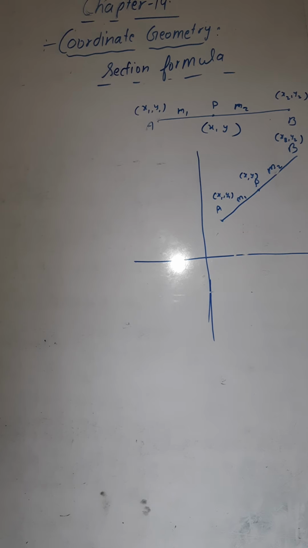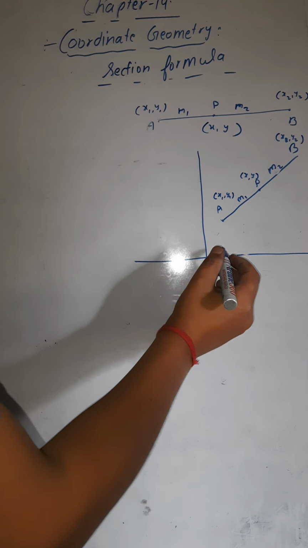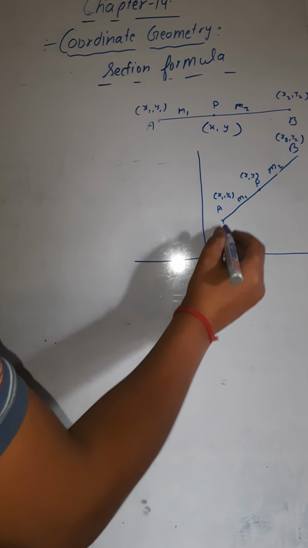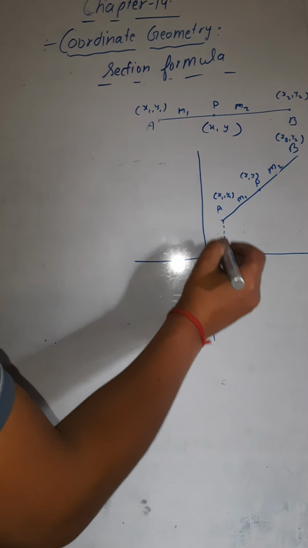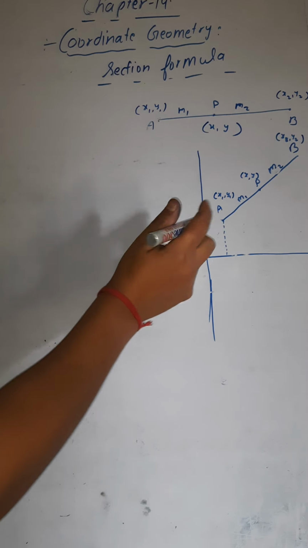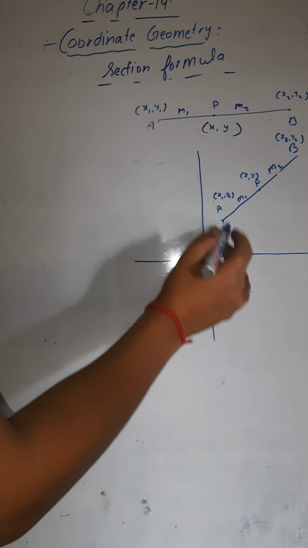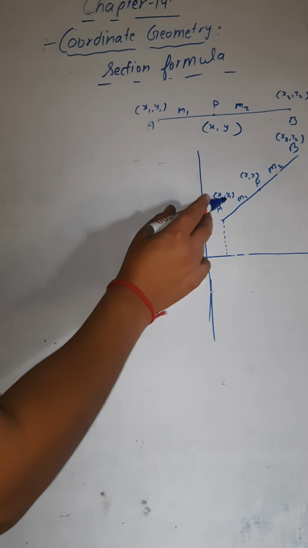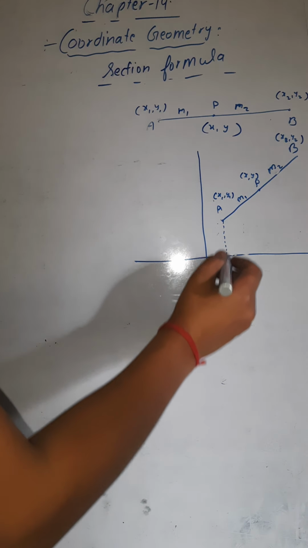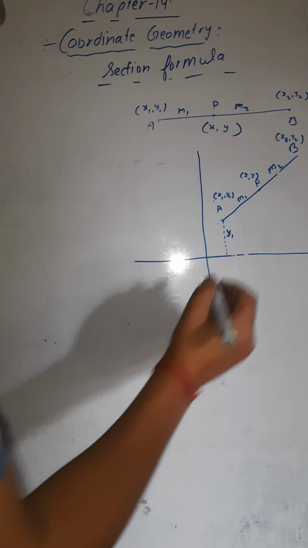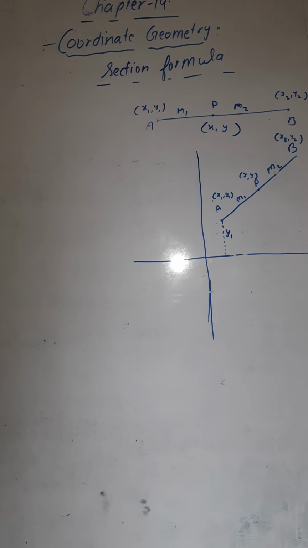Now if I ask you what would be this distance, can you tell me this distance from here to here? What are the coordinates of point A? x1 and y1. x1 means this distance, and y1 means this distance. So this distance will be called y1. Are you getting this, how it is?